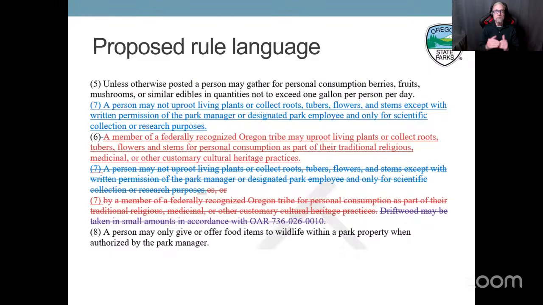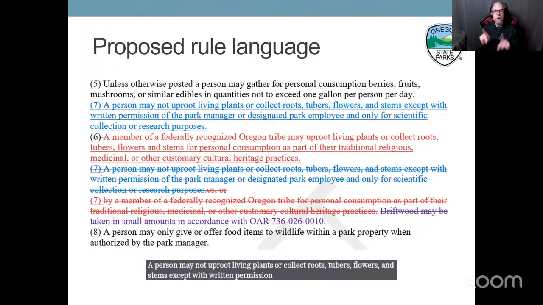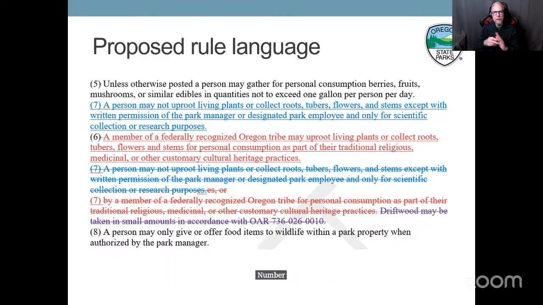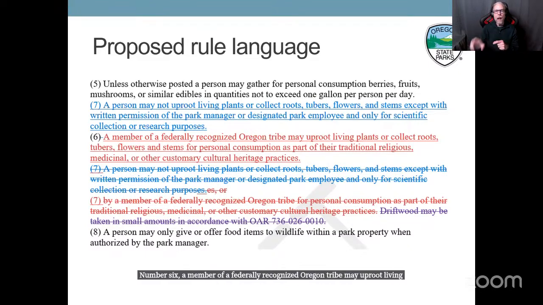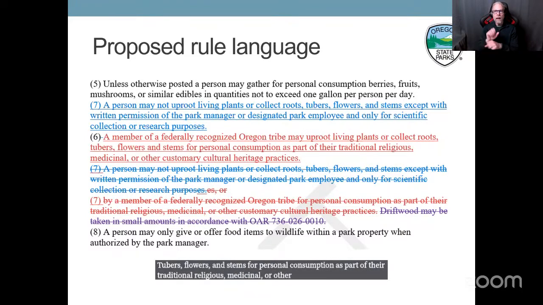Further down, it says number 7, which is not accurately numbered, but we'll fix it. A person may not uproot living plants or collect roots, tubers, flowers, and stems except with written permission of the park manager or designated park employee, and only for scientific collection or research purposes. Number 6, a member of a federally recognized Oregon tribe may uproot living plants or collect roots, tubers, flowers, and stems for personal consumption as part of their traditional, religious, medicinal, or other customary cultural heritage practices.